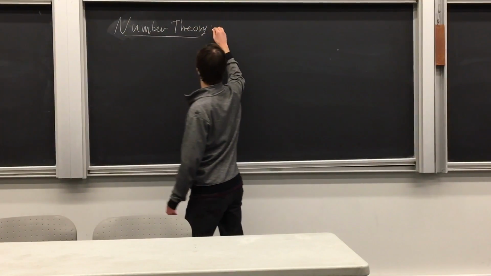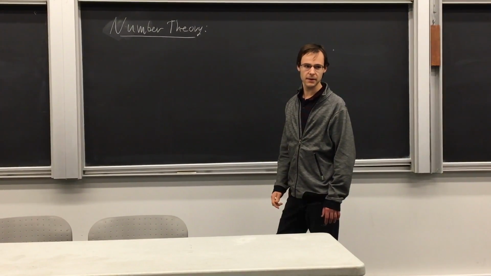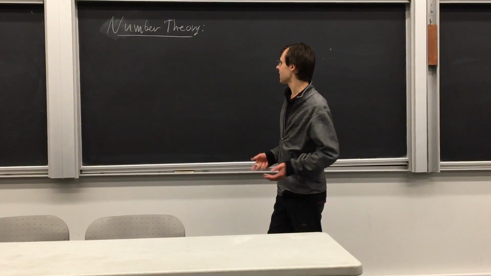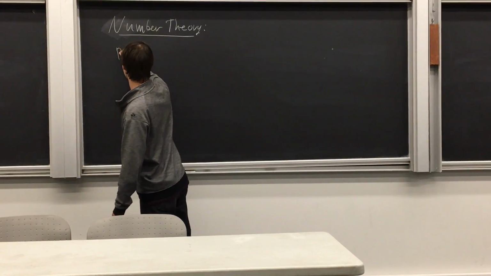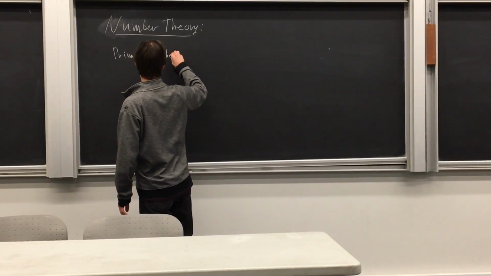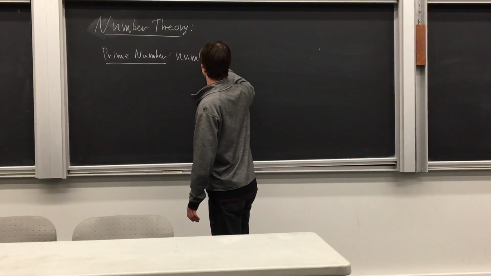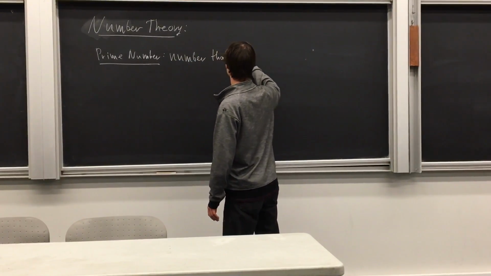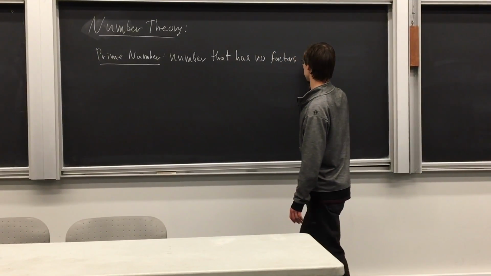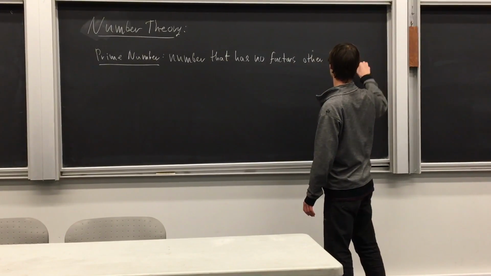So I better tell you what this field is. Number theory is the study of whole numbers, okay, and their properties. So prime numbers, for example, are a very hot topic. This is what a prime number is, if you haven't heard the name. A prime number is a number that has no factors, or no divisors, other than 1 and itself.